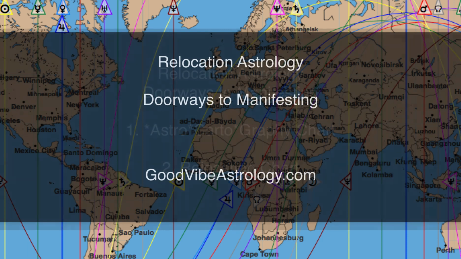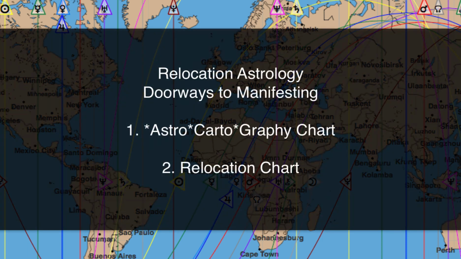Meanwhile, there are two things you need to do to prep for this relocation exploration. First of all, you're going to create your astrocartography. That is your natal chart laid out over a map of the world so that you can see, in any place in the world, how the chart changes.